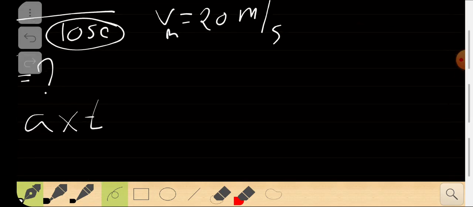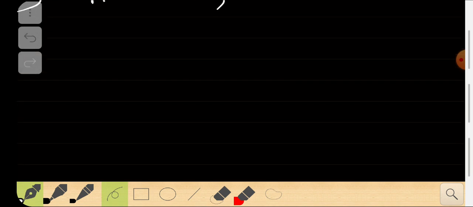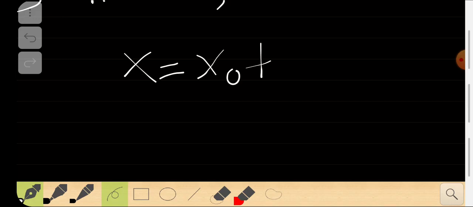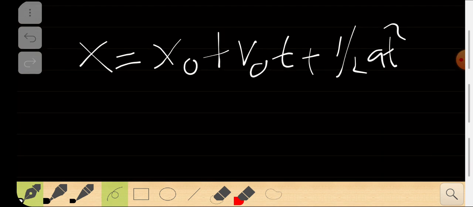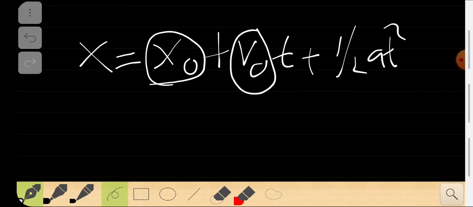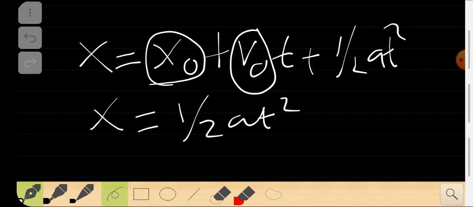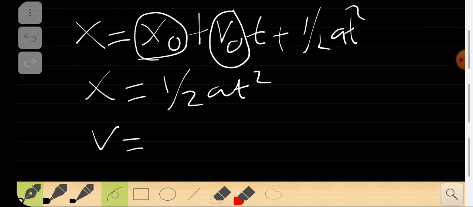So what will be the distance? The straightforward distance equation is x equals x0 plus ut, the initial velocity, or we can call it v0 t, plus half a t squared. That's the equation of motion. Now x0 is equal to 0, since we start from rest. v0 is also 0 because we start without any velocity. So x is only half a t squared. Now velocity v is equal to v0 plus a t, and v0 is 0, so v is equal to a t.